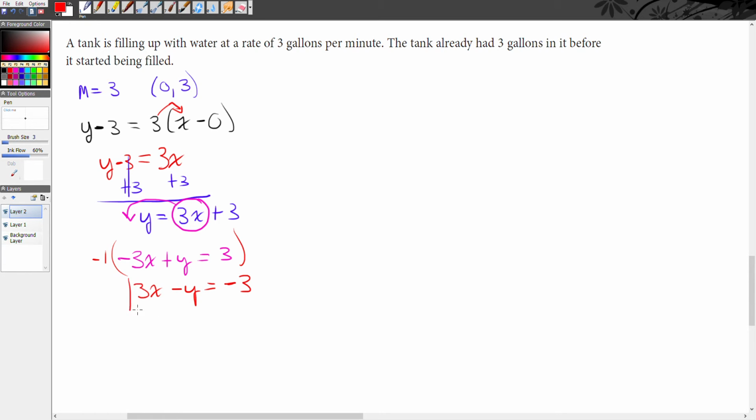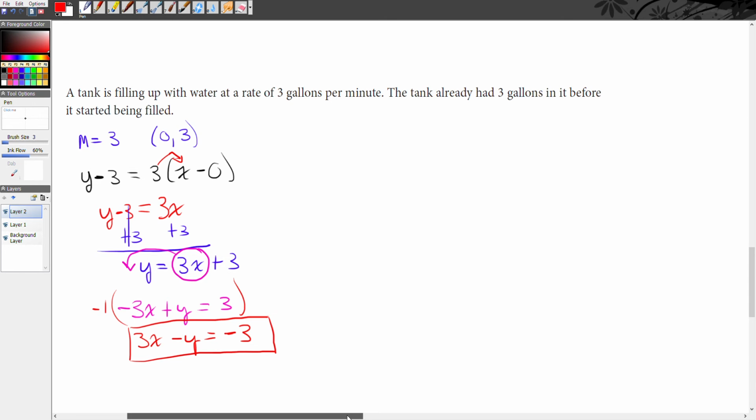And so in the case for these, this is all you need to do, because what the question is asking you is to write a linear equation in standard form that models the situation. So right here, this is your linear equation in standard form that models this situation. Okay, one more example.